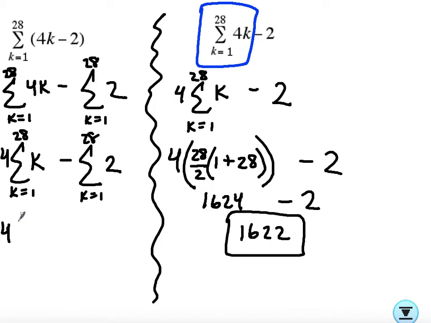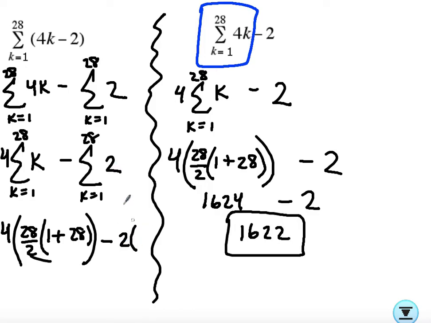Okay, so I've got the 4 out in front. I'm summing up k, which again is arithmetic. So I'm going to use my arithmetic formula. Number of terms divided by 2. First term would be a 1, plus last term would be a 28. Okay, so that's my summation times 4 minus, and then this is a constant 2, multiplied 28 times because there's 28 terms.